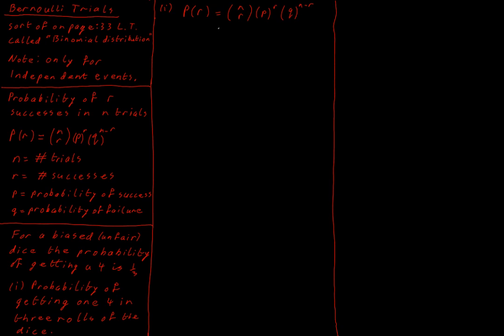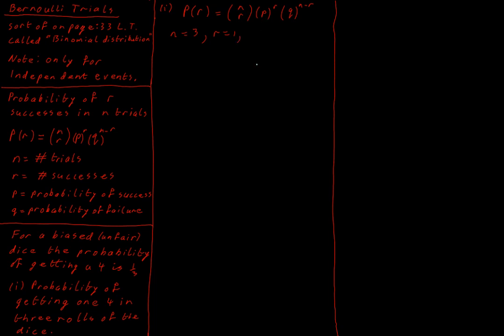So let's figure out what the different parts of this would be in this case. What would n be equal to? Well, we're running the experiment 3 times. We roll the dice 3 times. We're looking to have 1 success in those 3 times. We're looking to get 1 four. So r would be 1, one time we need to get a 4 in order to meet our criteria.